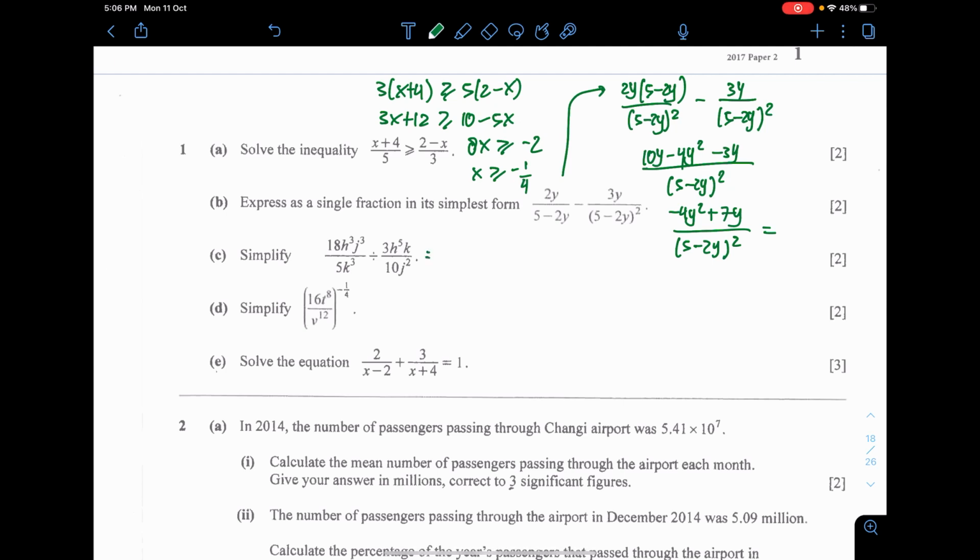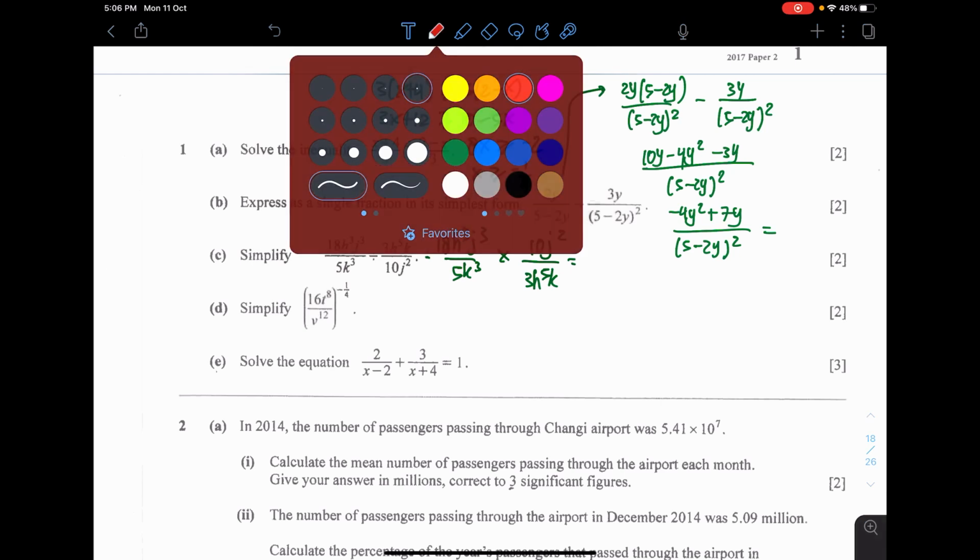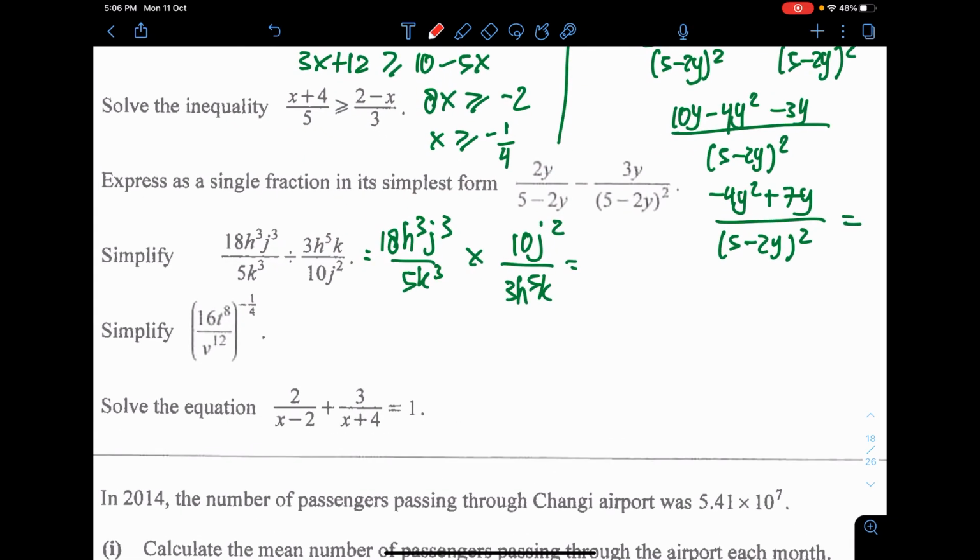Next, question C. I'll keep the first fraction as it is. There are a lot of indices here. And then the second one, I make it a multiplication and flip the numbers. So then I got this divided by 3h^5k. Alright, so let's do the cancellation here. There are quite some numbers that I can cancel. No, it's actually only a few.